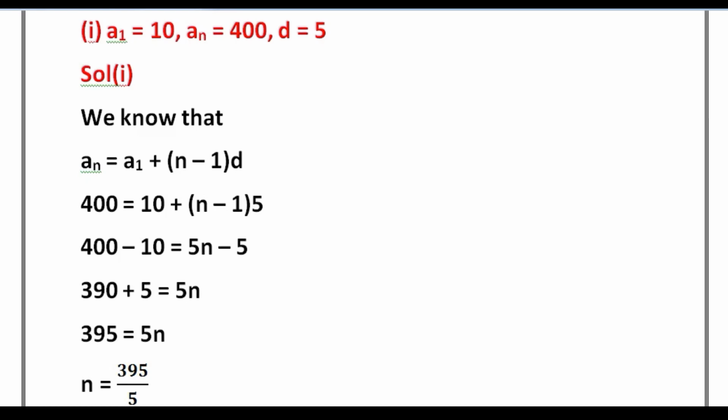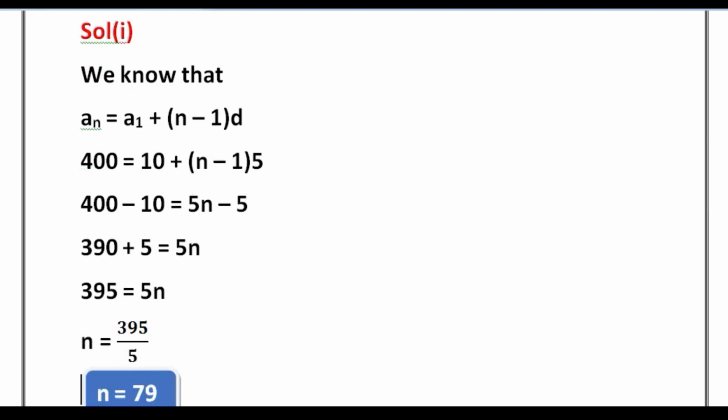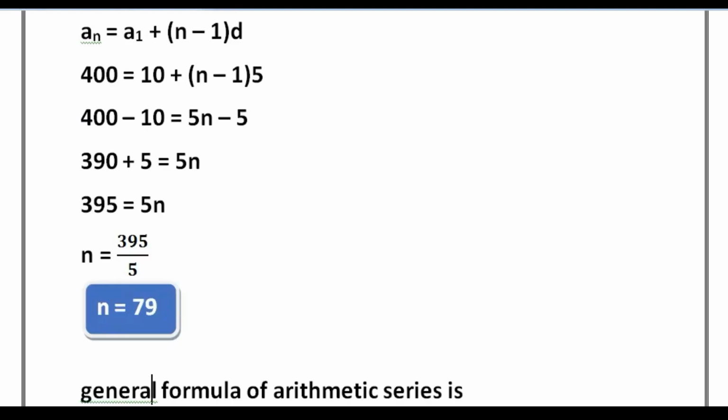So 400 minus 10 is equal to 390, plus 5 is equal to 5n. 390 plus 5 is equal to 395, which is equal to 5n. So 5n is equal to 395, n is equal to 395 divided by 5, which is 79. So n is equal to 79.